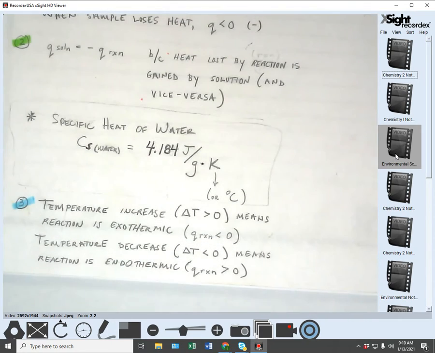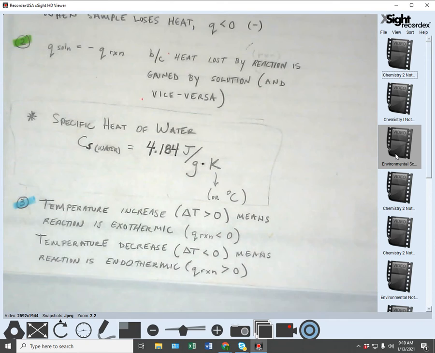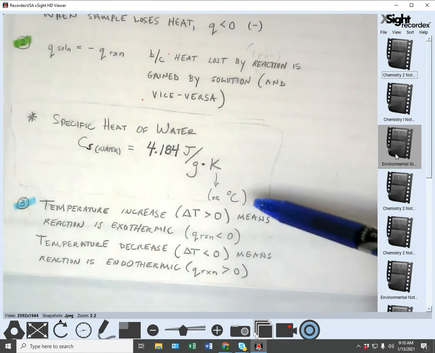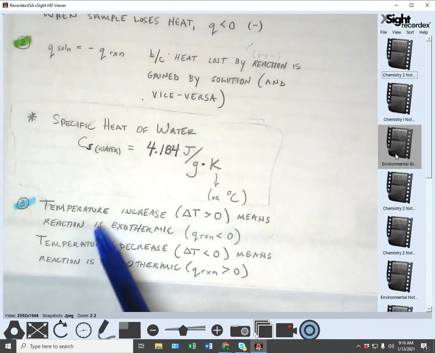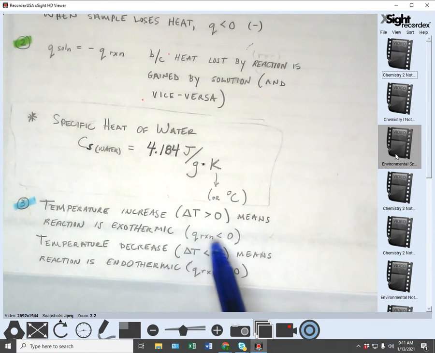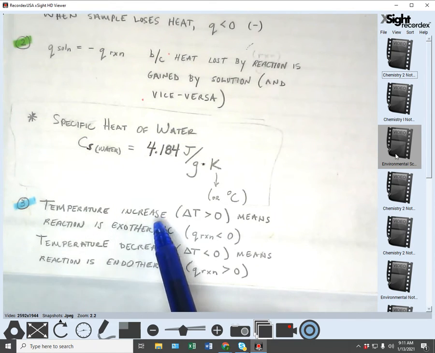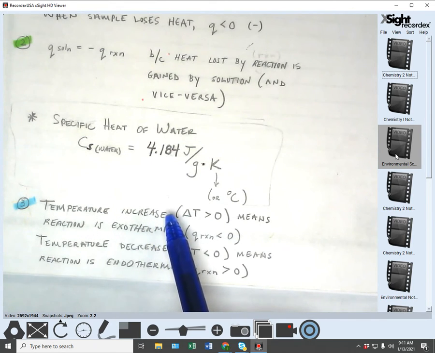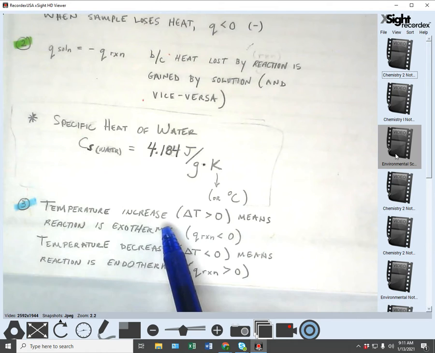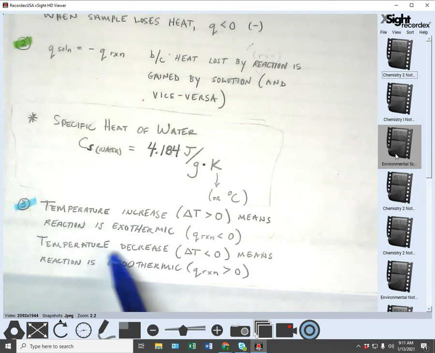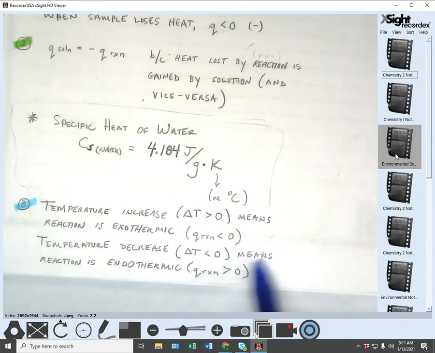Temperature increase. A temperature increase means the reaction is exothermic. Your Q of the reaction is negative. Okay, this is the temperature increase for the solution. A temperature decrease means the reaction is endothermic. Q of the reaction is greater than 0.